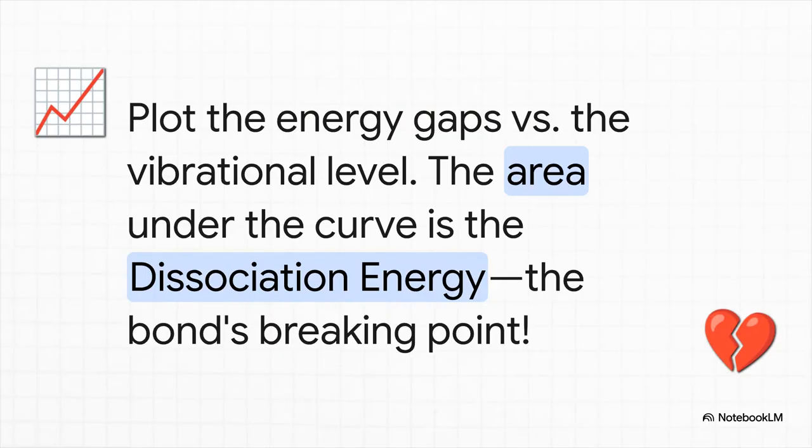And this leads to this really elegant, almost beautifully simple technique called the Birge-Sponer method. If you plot these shrinking energy gaps against their vibrational level, you can literally draw a line and see exactly where that gap is going to drop to zero. That's the point where the ladder rungs finally merge into one. It's the exact point where the bond breaks. And the total area under that plot gives us the total energy it took to get there, the dissociation energy. And just like that, we found our answer.